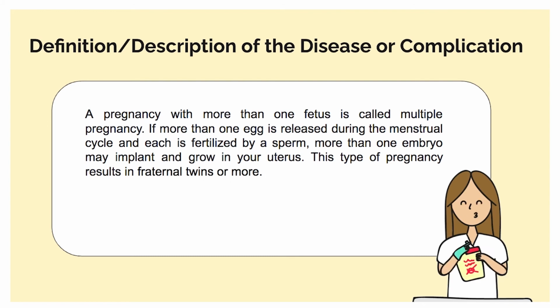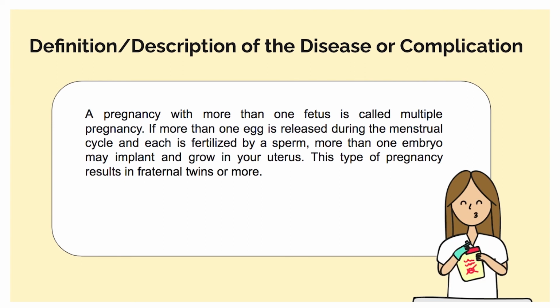So first is the definition. A pregnancy with more than one fetus is called multiple pregnancy. If more than one egg is released during the menstrual cycle and each is fertilized by a sperm, more than one embryo may implant and grow in your uterus. This type of pregnancy results in fraternal twins or more.